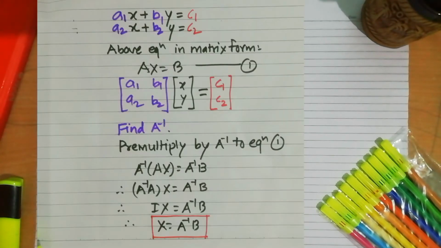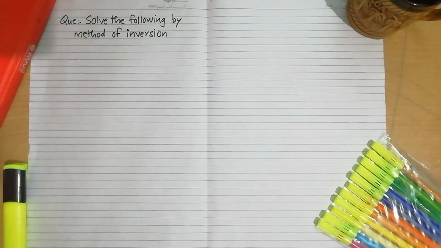This is the rough structure to apply the method of inversion for a 2 by 2 matrix. The method remains the same, just the equations will reduce to 2 equations and 2 variables, meaning a 2 by 2 form for matrix A, and there are only 2 rows for all 3 matrices. Let us solve some examples by using the method of inversion. Let us start with 2 equations and 2 variables.